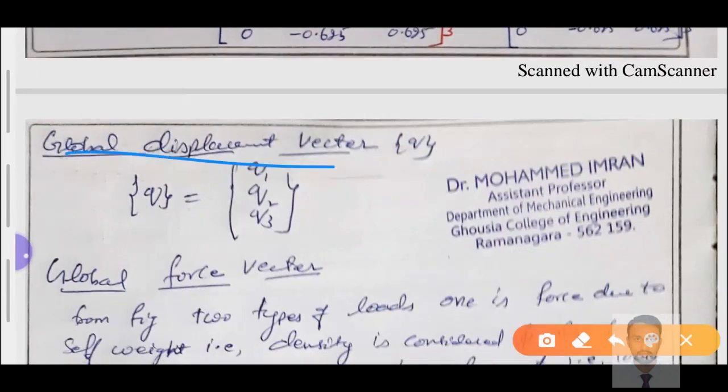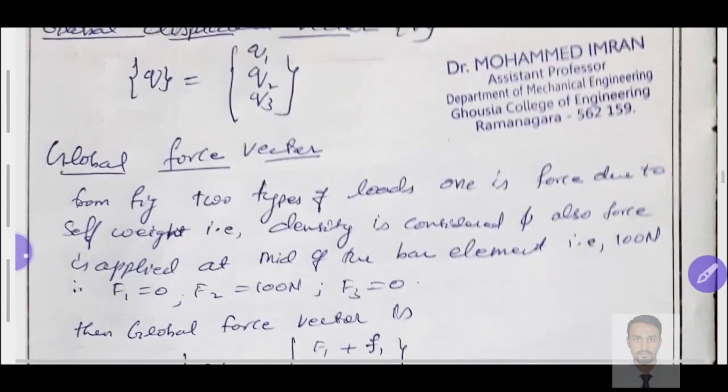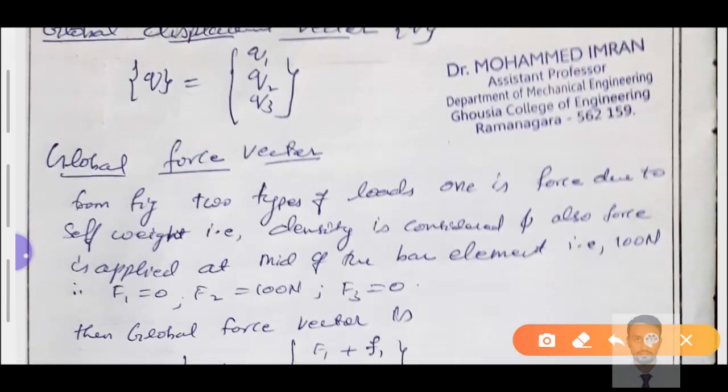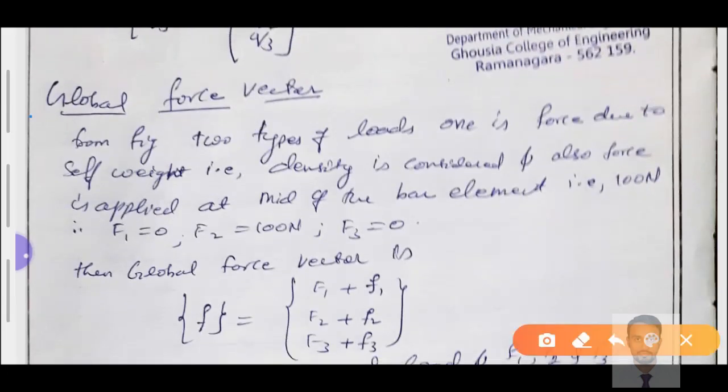Now we need to get a global displacement vector. We have 3 nodes. Each node has a single degree of freedom: q1, q2 and q3. At node number 1, node number 2, node number 3, the displacement vector becomes q1, q2, q3. After this we need to find the global force vector. How do we find the global force vector?